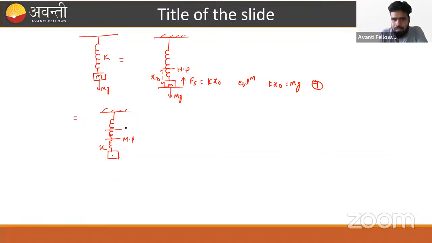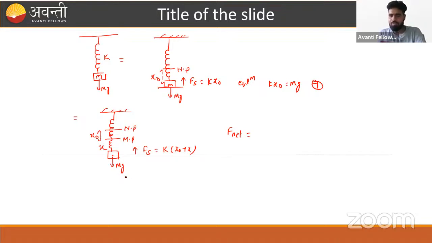This is our natural position, and this elongation is x naught. Further, we slightly displace our block from the mean position by an amount x. Then what is the spring force in this case? The spring force will become k times x naught plus x. I hope this is clear. And the gravity force is continuously acting, which is constant, in the downward direction. So can anybody tell me what the net force is in this case?